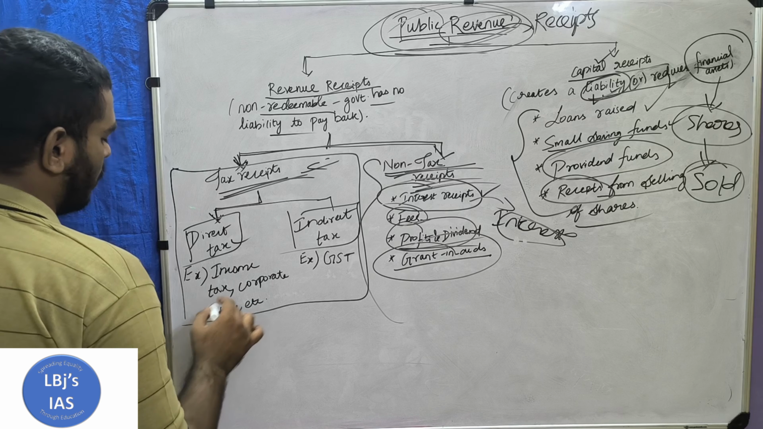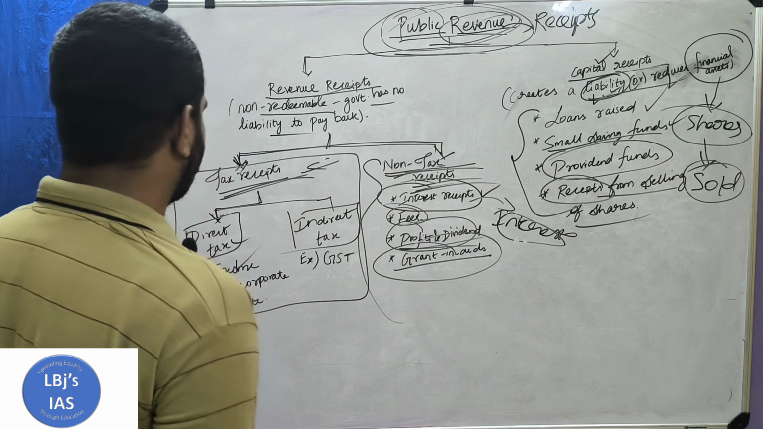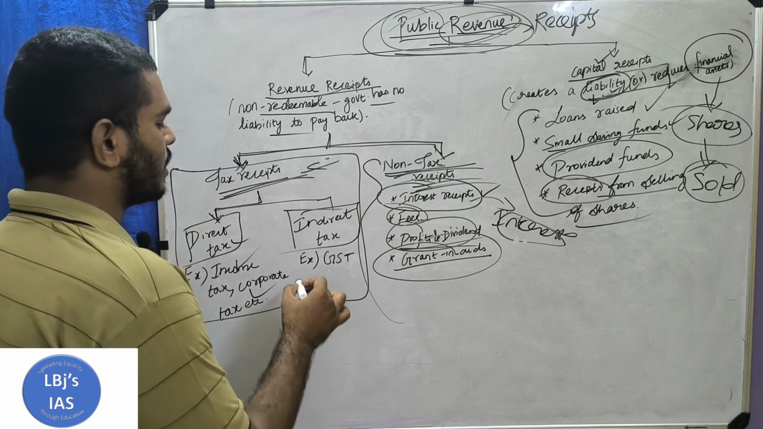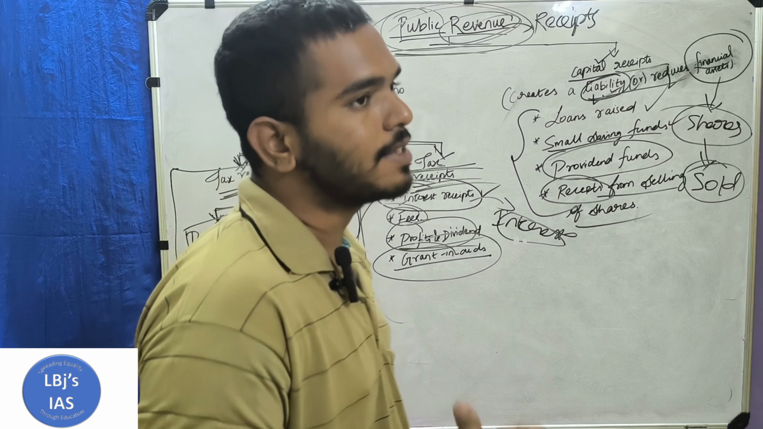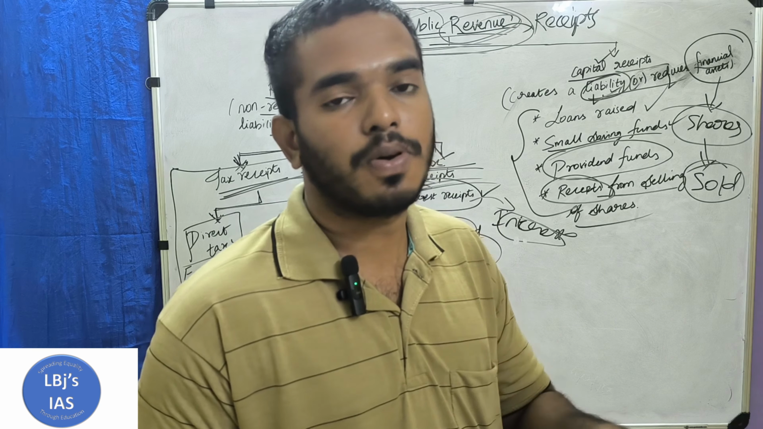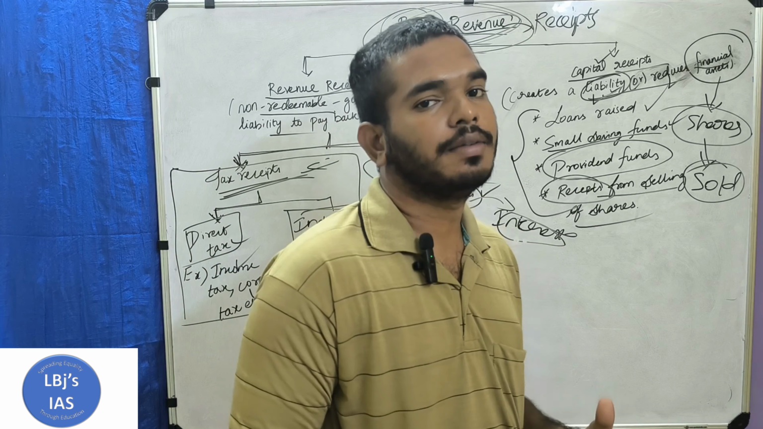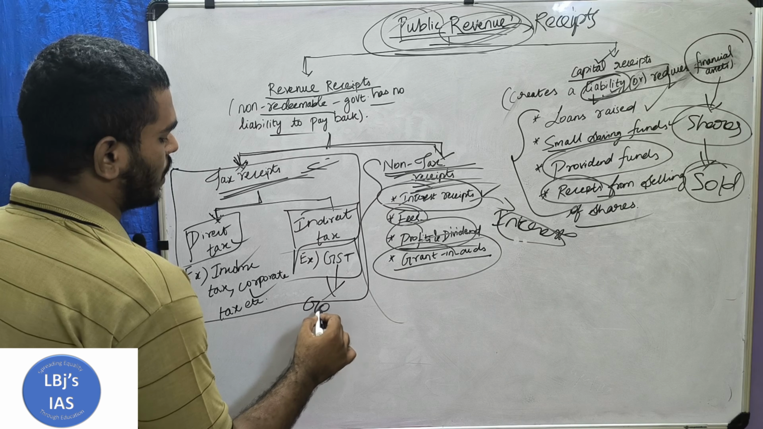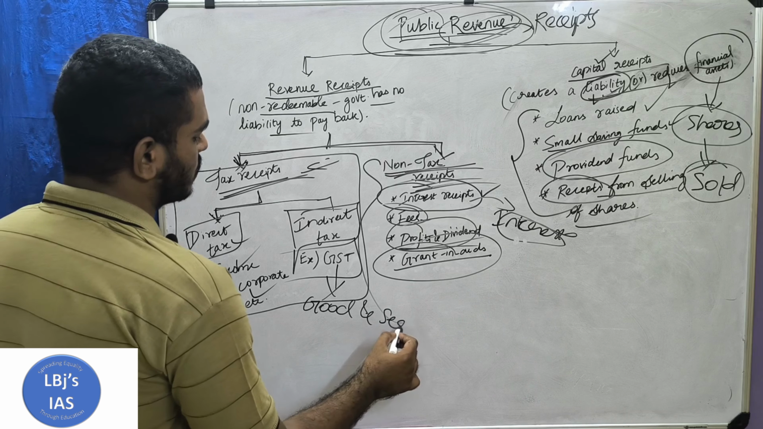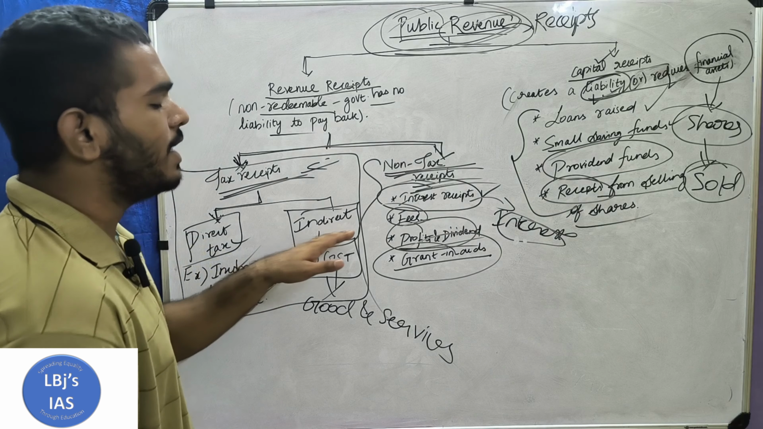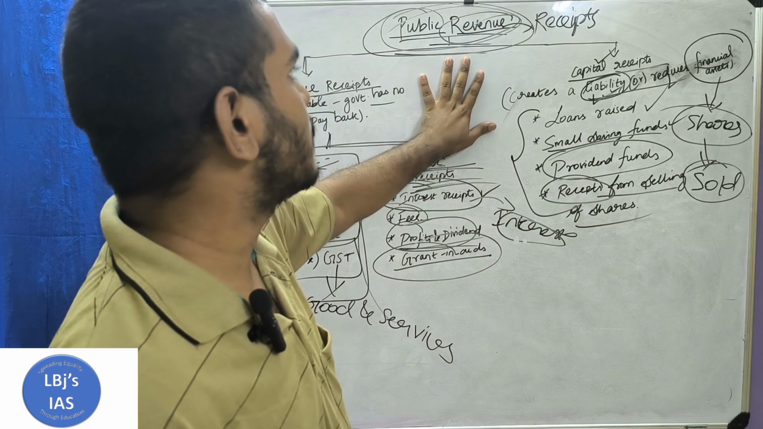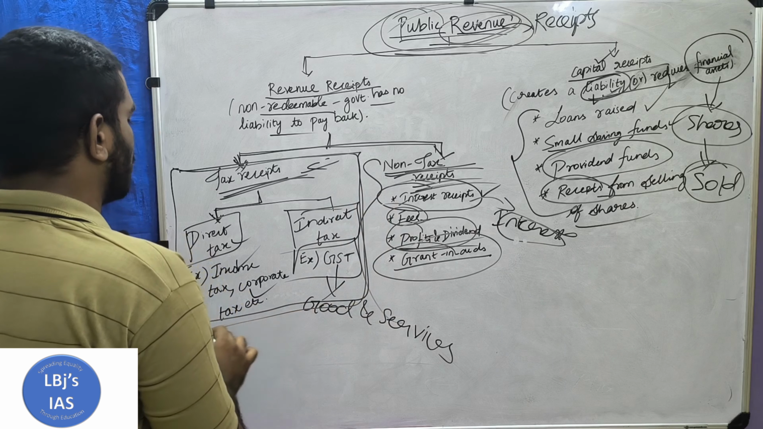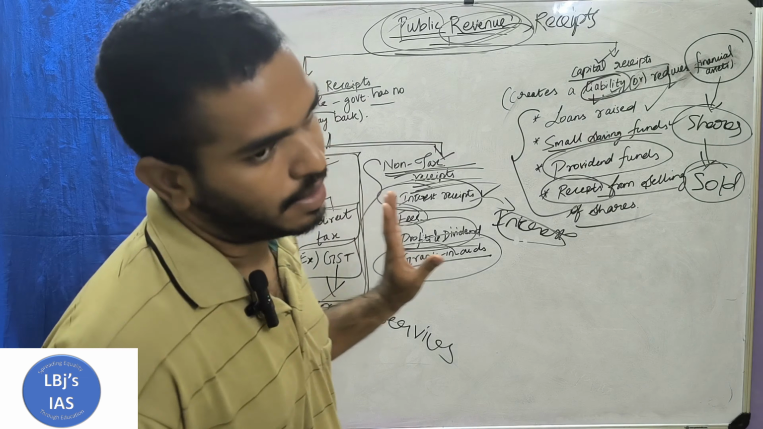Take for example income tax. Income tax is a direct tax. Then corporate tax is a direct tax. Next is indirect tax. Indirect tax is imposed on products and services. It is not imposed on the income of a person, but on products and services. Take for example GST. GST is imposed on goods and services. So it is an indirect tax. So this is what is known as public revenue receipts, and in the upcoming videos we are going to see what all the taxes are. Okay, thank you.